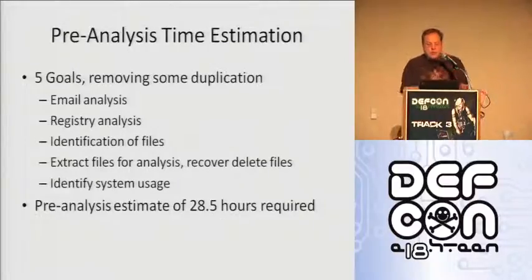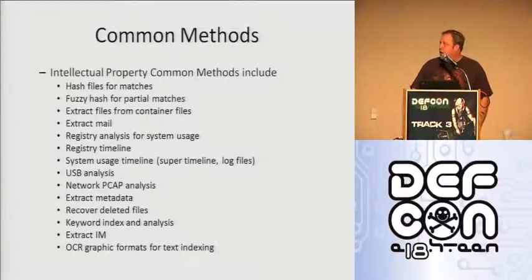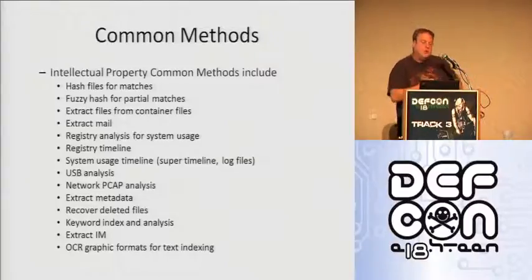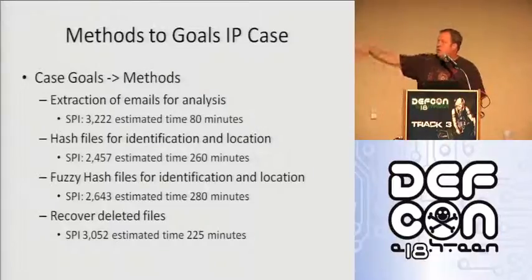So for the pre-time, we actually came up with 28.5 hours because they had a lot of goals, and that includes all the processing time and all that good stuff. And so we pulled up some of the common methods from the SPM, and there's some good ones. We pulled some of these out, and these were the SPIs that were generated.